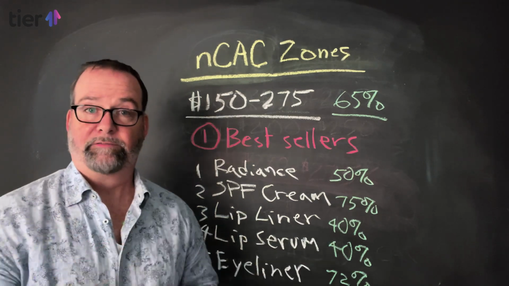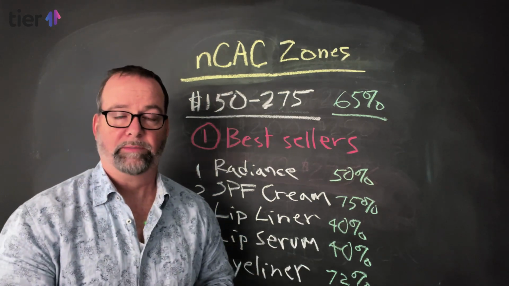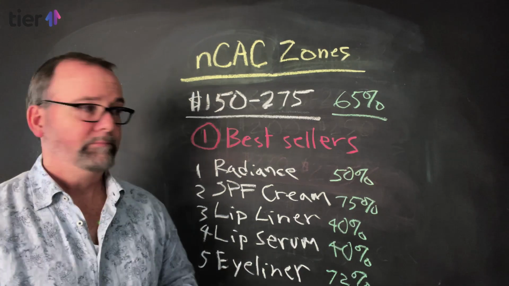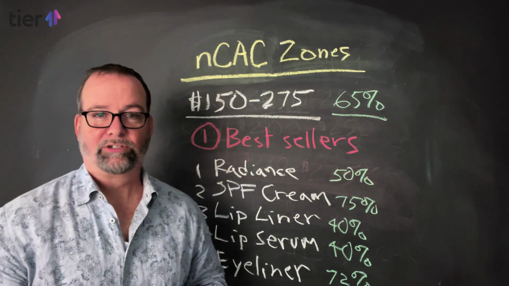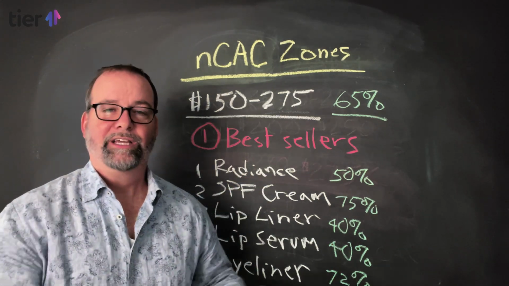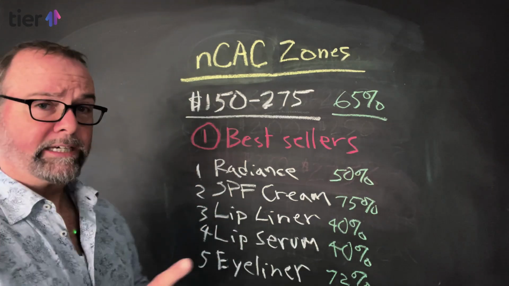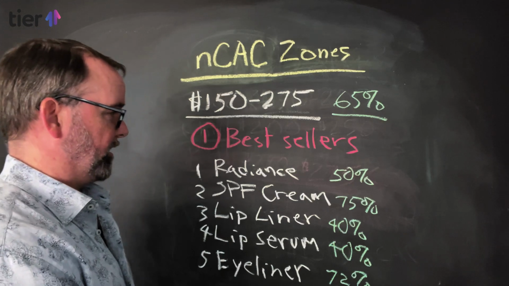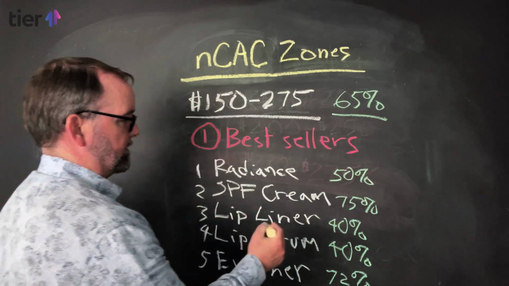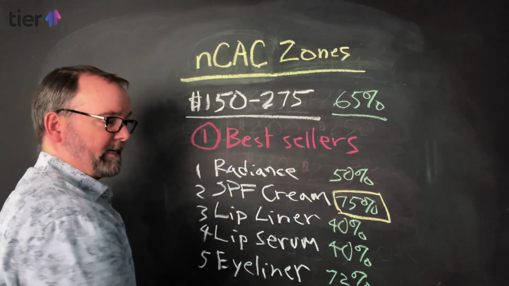For your business, they might be an individual product. Maybe you only sell one eyeliner. Maybe you only sell one Radiance cream. And if you're an e-commerce store, you can group this into categorizations for your individual business. So if you look at these individual numbers, you see that some stand out in the category of the SPF creams.